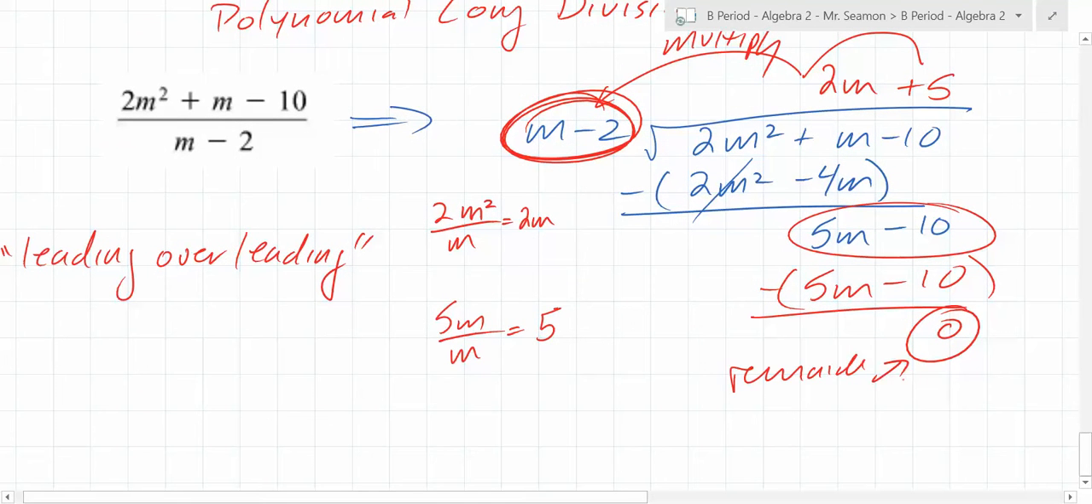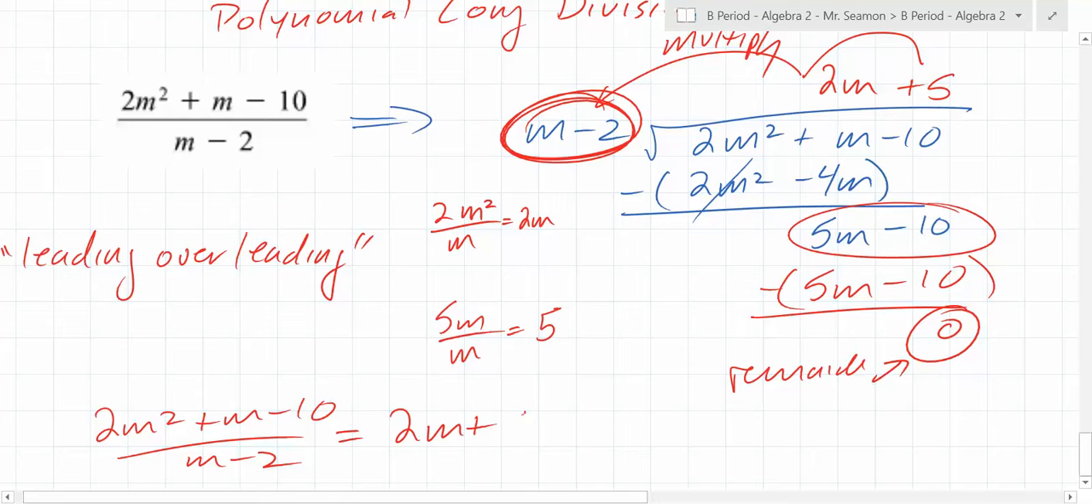Yay! So, no questions. Please, kids, you really have to stop talking while I and other people are speaking in this class. 2m squared plus m minus 10 over m minus 2. We just showed that equals what? 2m plus 5, so it divides evenly. Pretty cool. We're actually pretty good at this.